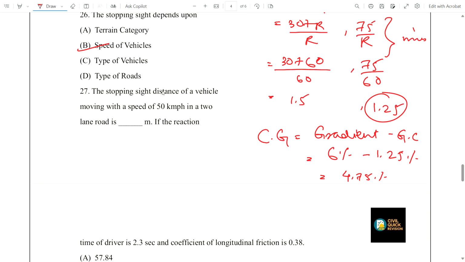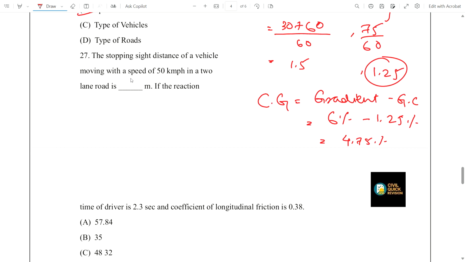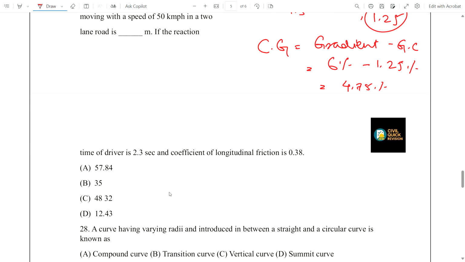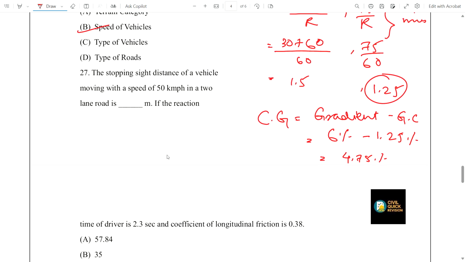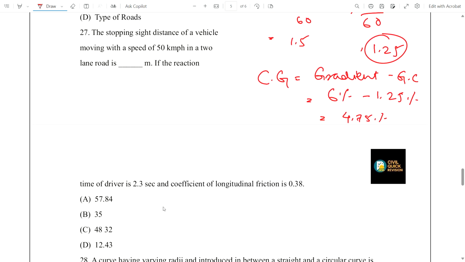Okay. Now question number 27. The stopping sight distance of a vehicle with a speed of 50 km/h on a two-lane road is dash, meaning they ask for SSD. If the reaction time of the driver is 2.3 seconds and the coefficient of longitudinal friction is 0.38, then what will be the SSD? You just do one thing. The SSD formula is equal to 0.278 Vt plus V square by 254 f. This is the formula for SSD.